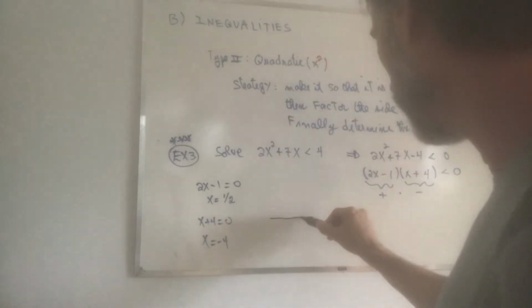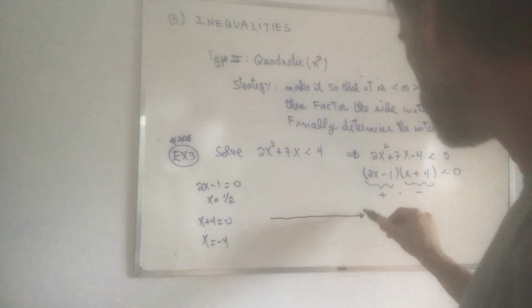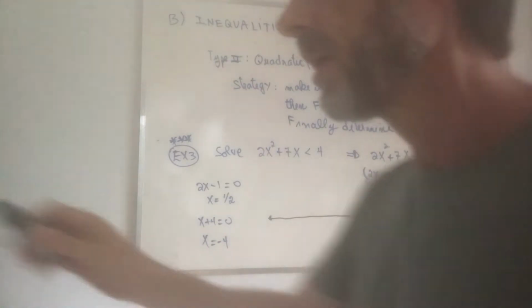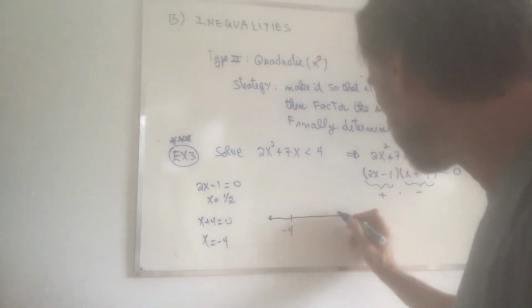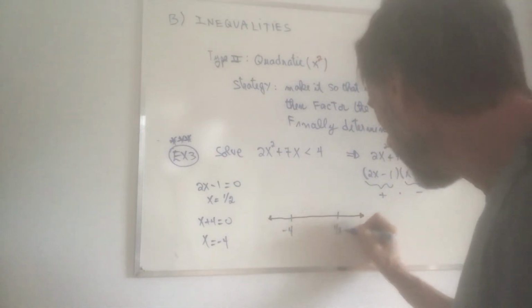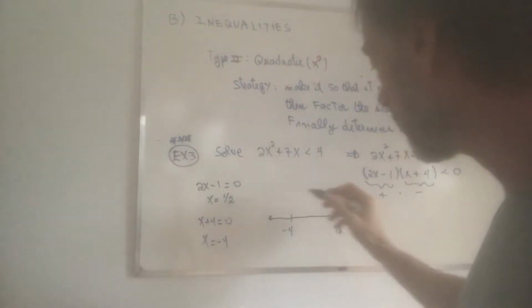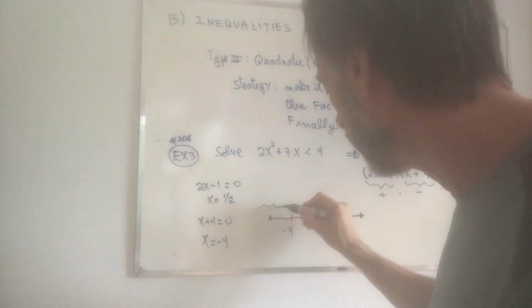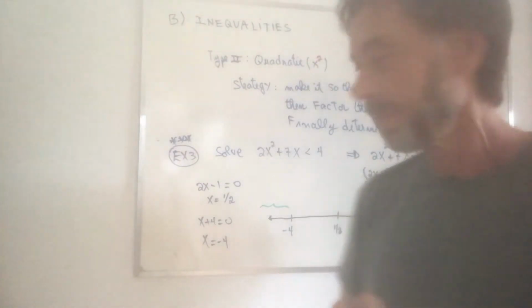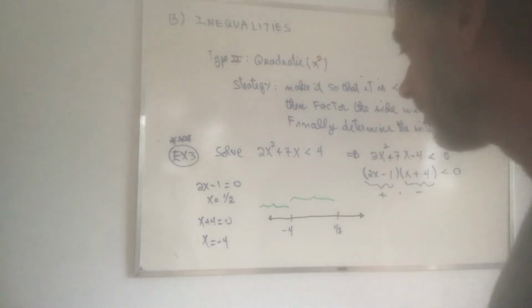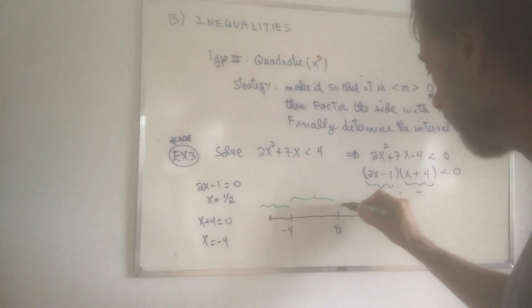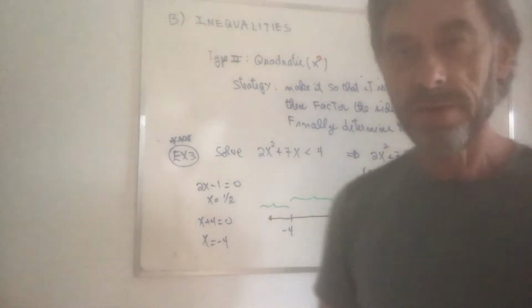What do I mean by this? I mean, here's the real line, which extends from positive infinity to negative infinity. I'm going to put minus 4 here. And I'm going to put 1/2 here. And you know what this is going to do, folks? It's going to create 3 intervals on the real line, from minus infinity to minus 4, then from minus 4 all the way down to 1/2, and another interval from 1/2 to infinity.